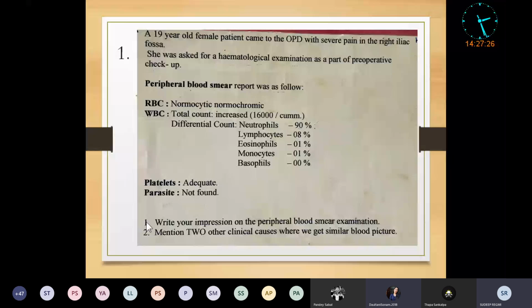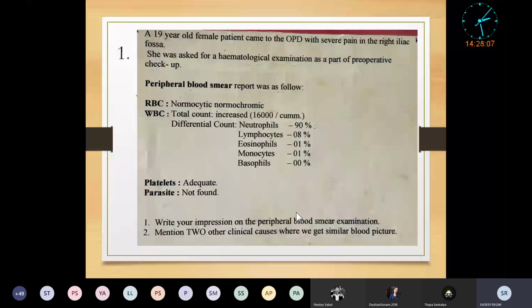Neutrophilia. Okay, neutrophilia. One is neutrophilia. Acute appendicitis. See, write your impression on the peripheral blood smear examination. This is not a gross specimen or a microscopic section. So you have to write the impression on the peripheral blood smear examination.